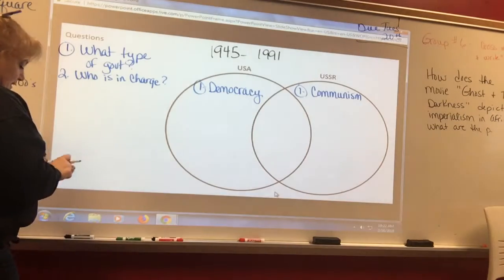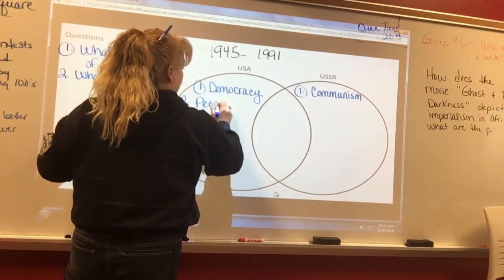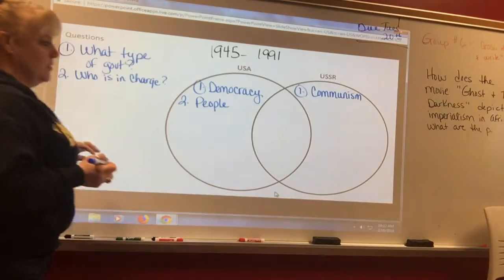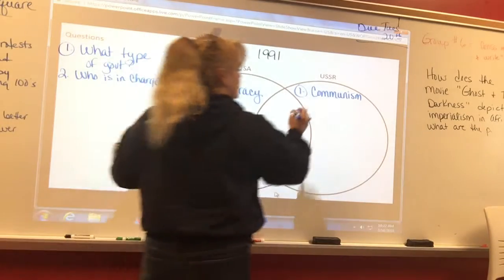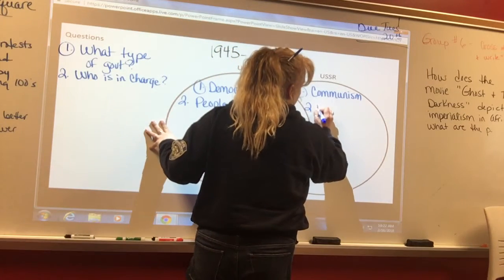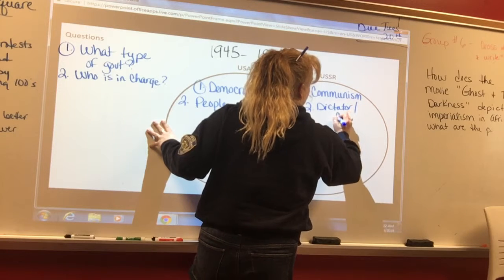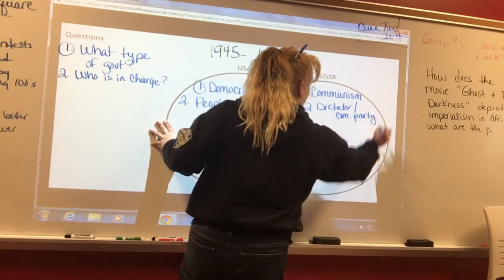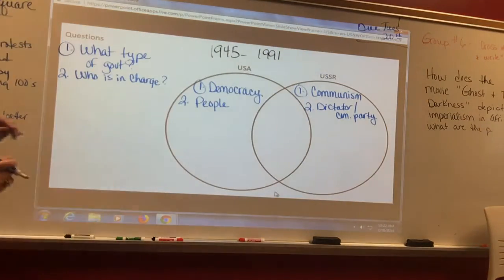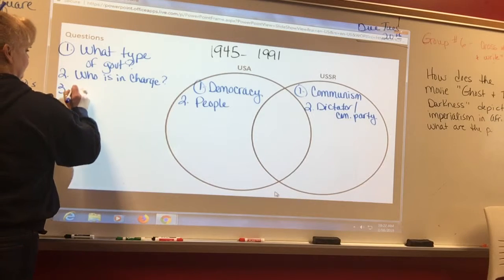And the word democracy literally means ruled by the people. So in our country, the people are in charge. They vote, they elect, they run for office, and they make the decisions. And in the communist government, they have a dictator who is appointed by the Communist Party. So those are two big differences between the United States and the Soviet Union. Let's find out some more.